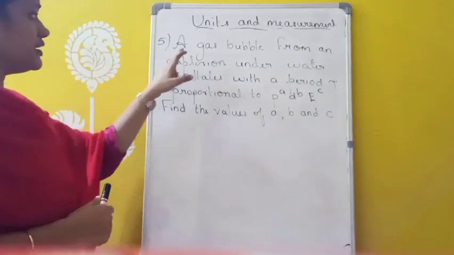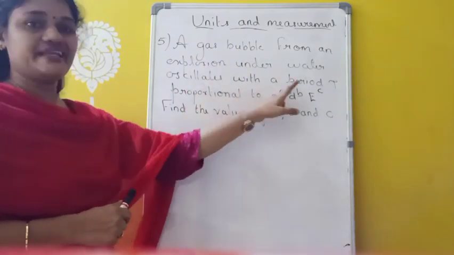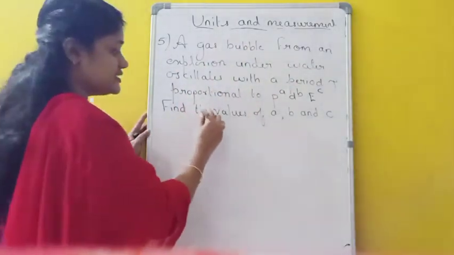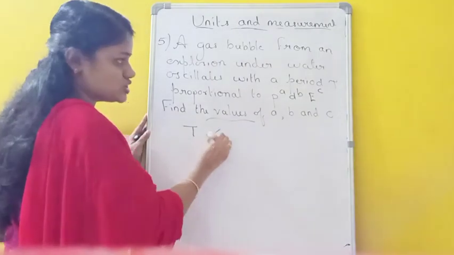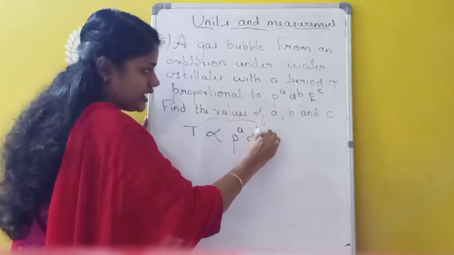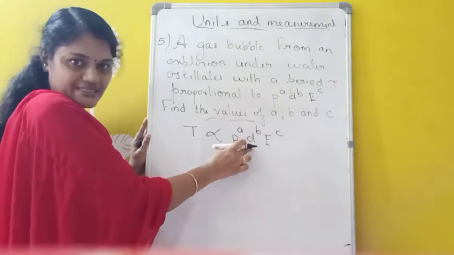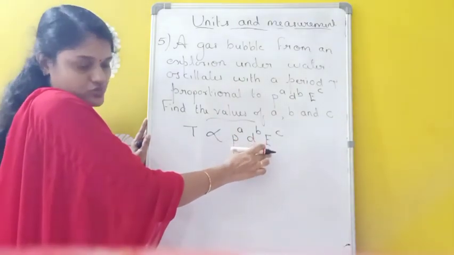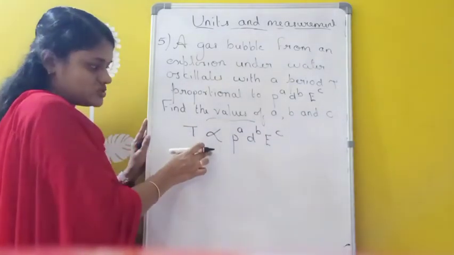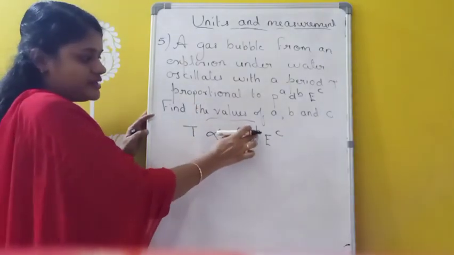Now fifth problem. A gas bubble from an explosion underwater oscillates with a period T, time period T, proportional to, this time period T is proportional to which all factors? P raised to A, D raised to B and E raised to C. Okay, and here P means pressure, D means density and E represents energy. Okay, and we have to find the values of A, B and C. This time period depends on three factors: pressure, density and energy, and we have to find A, B and C.